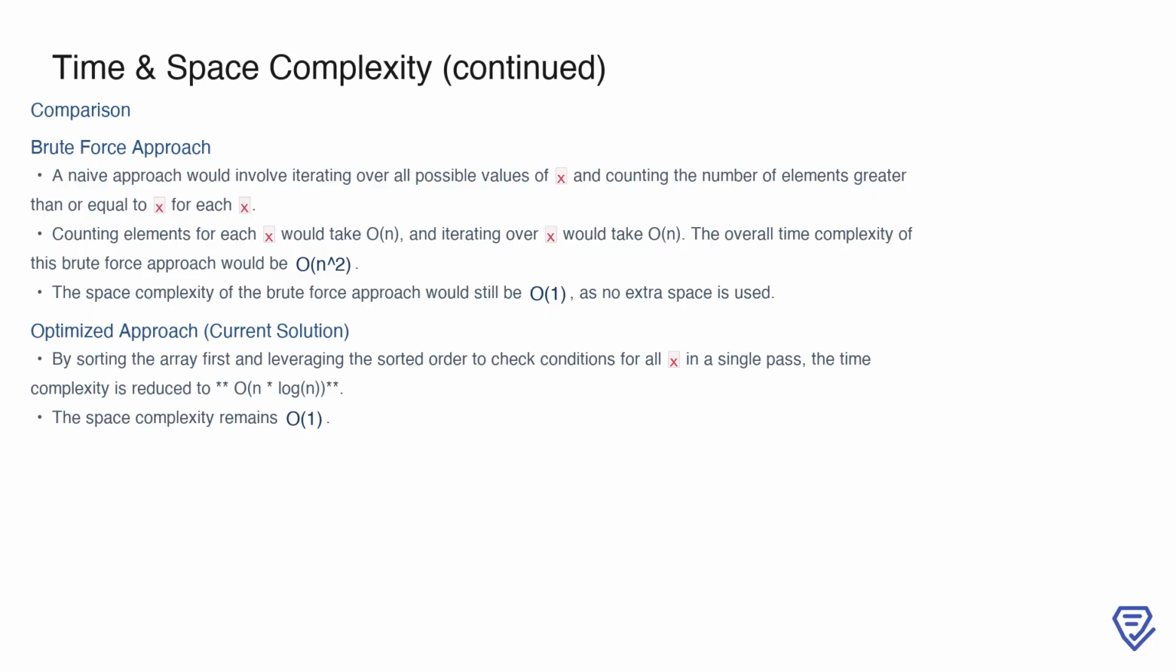However, our optimized approach improves this significantly by first sorting the array and then leveraging the sorted order to check the conditions for all x in a single pass. This reduces the time complexity to O(n log n). Notably, both the brute force and optimized solutions require only a constant amount of extra space, so the space complexity in both cases is O(1).